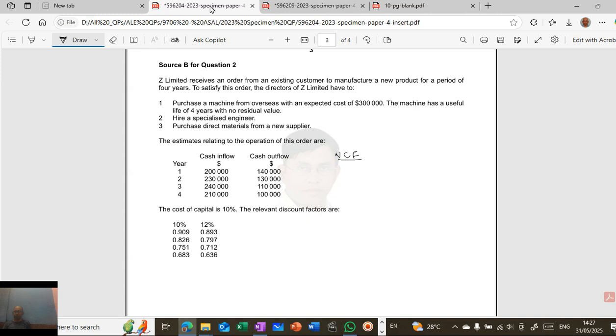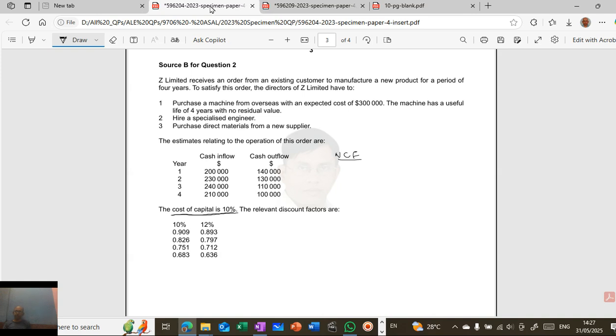Sir, we have to take the lower discounting factor first, and then in a separate question we do the other one. No. What does this say here? The cost of capital is 10%. Okay, we have to take the cost of capital, so 10%.